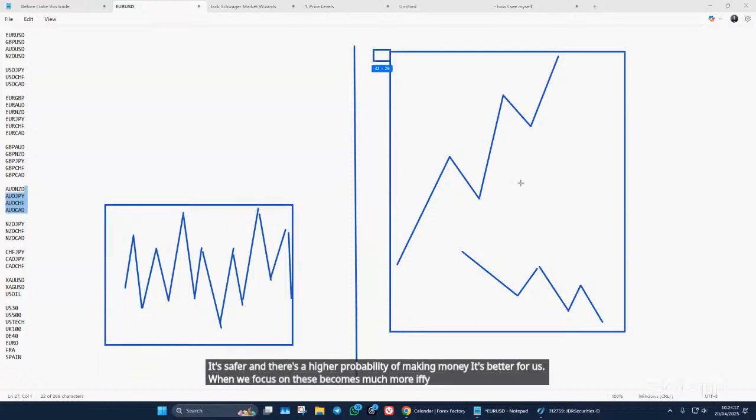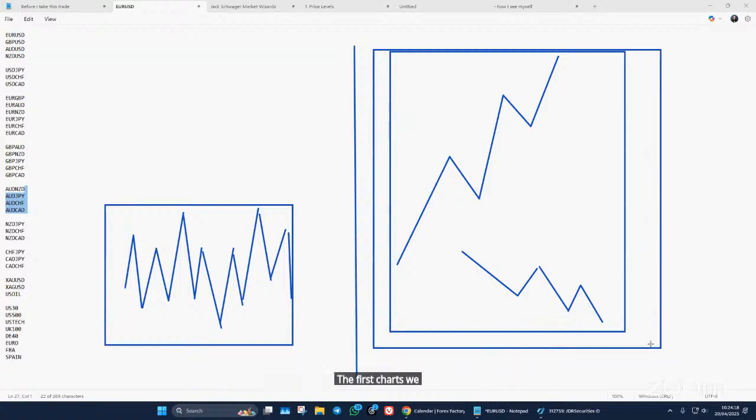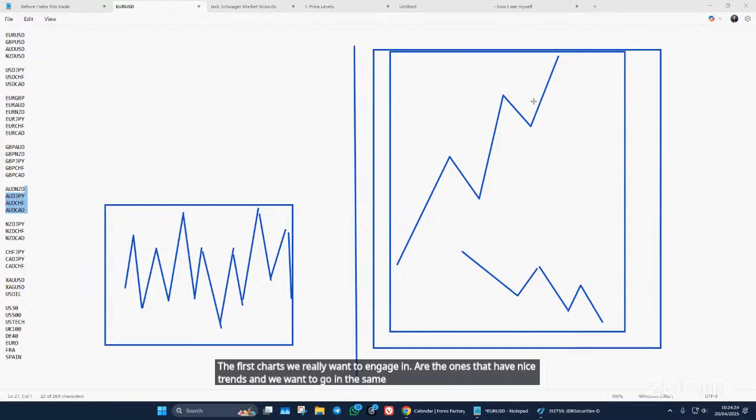So the first charts we really want to engage in are the ones that have nice trends, and we want to go in the same direction. That way we're piggybacking on top of the big money. So there's no conspiracy theories or anything like that.